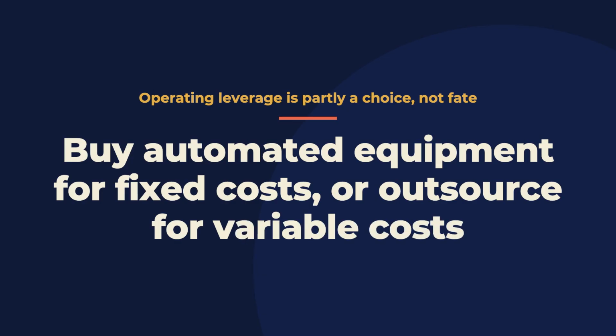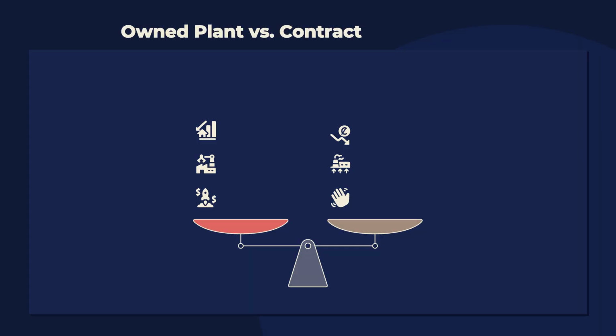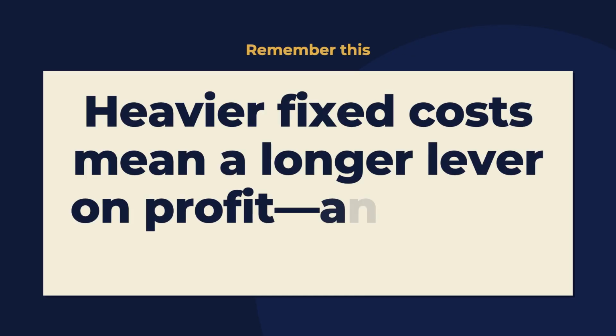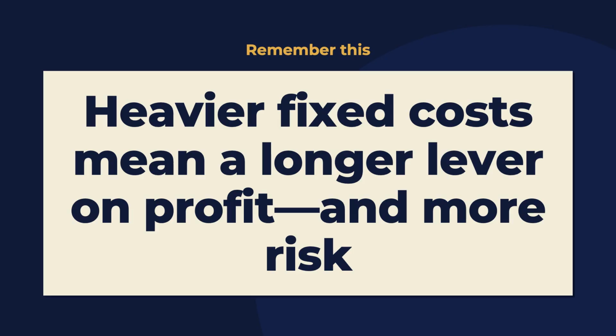A firm can push toward fixed costs by automating production or push toward variable costs by outsourcing to a contractor who charges per unit. Picture a manufacturer choosing between an owned automated plant and a contract manufacturer. The owned plant's heavy fixed depreciation makes profits soar in a boom, but collapse in a bust, while the contractor's low fixed cost keeps profits smoother either way. The takeaway: operating leverage is simply the fixed versus variable tilt of a cost structure, and a heavier fixed tilt magnifies swings in operating profit, making it a core source of business risk.